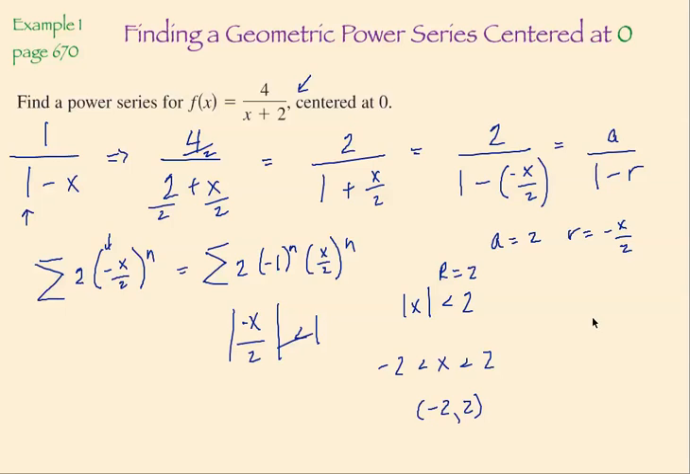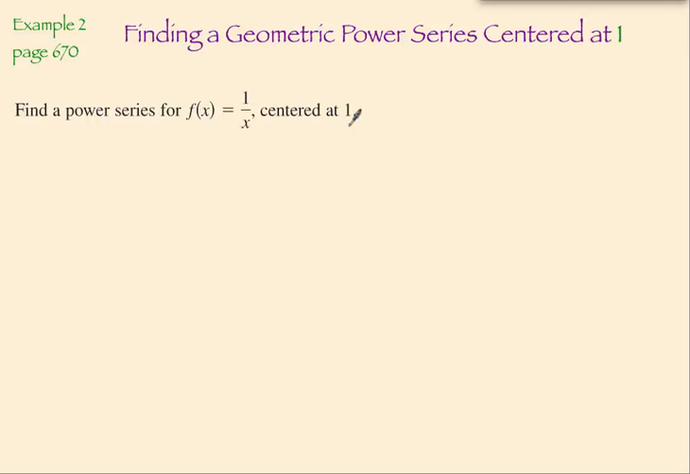We're going to do one more of these, and this time it's going to be centered at 1. So we're going to take this guy, which doesn't really look a whole lot like our a over 1 minus r yet, but we are definitely going to make that happen. Let's remember that we're kind of needing to get it to look like this form. It doesn't necessarily have to be 1 in the numerator, we'll see what happens. Okay, so let's see if we can make this happen.